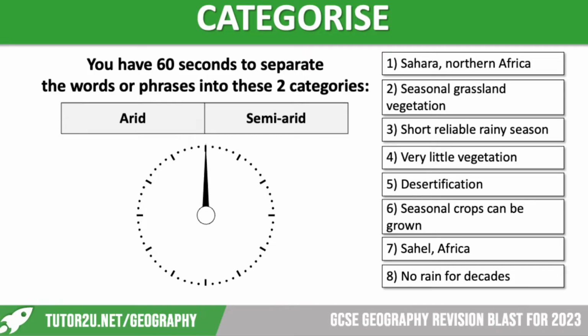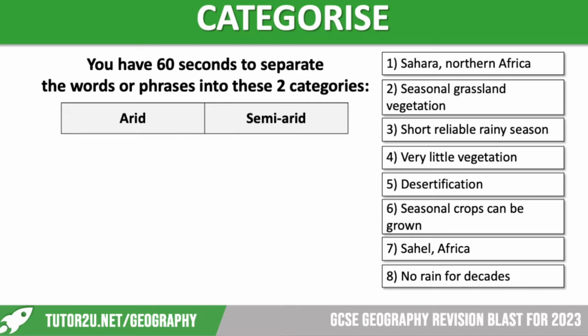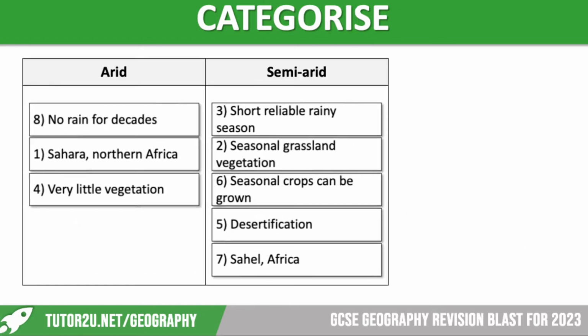Let's have a look at the correct categories. So arid, we may have no rain for decades. The Sahara in northern Africa is an example of an arid environment, and they have very little vegetation. In semi-arid areas, they have a short, reliable rainy season, seasonal grassland vegetation, seasonal crops that can be grown, but desertification is a risk, and the Sahel in Africa is a good example of a semi-arid environment.